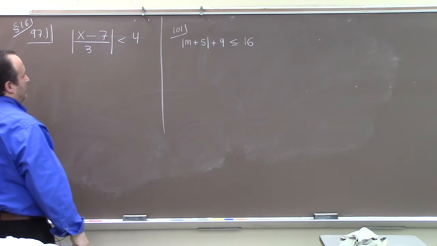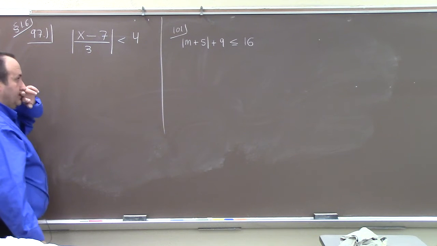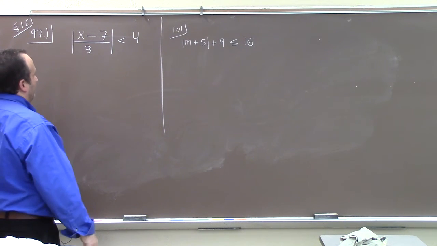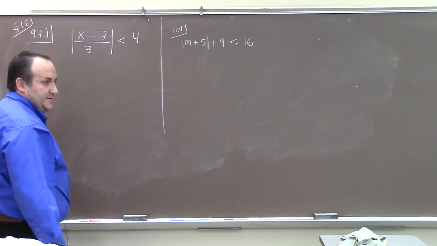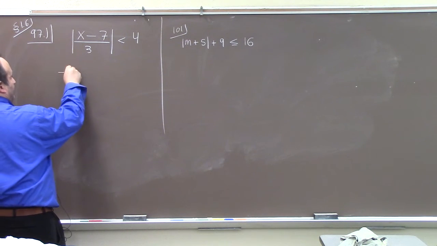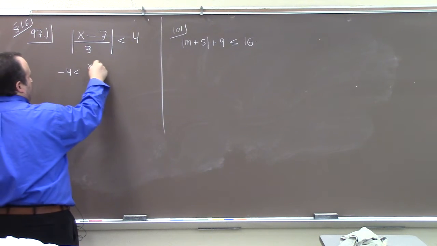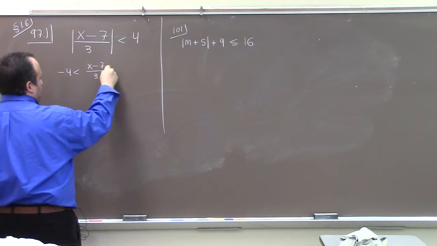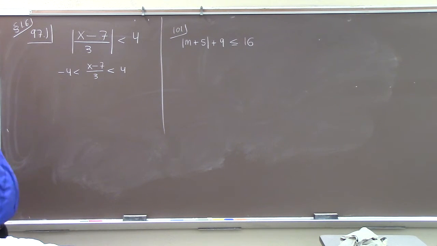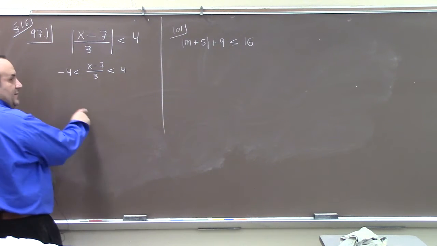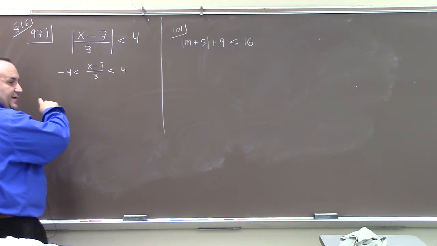All right, so how are we going to do this one? It's a less than problem, right? So we do minus 4 less than x minus 7 over 3 less than 4. And now we got to solve that. What do you want to do? I think I know what I want to do. I want to multiply that thing by 3, don't you? Get rid of that fraction. Multiply by 3. That does not switch the inequalities. We're multiplying by a positive number, right?